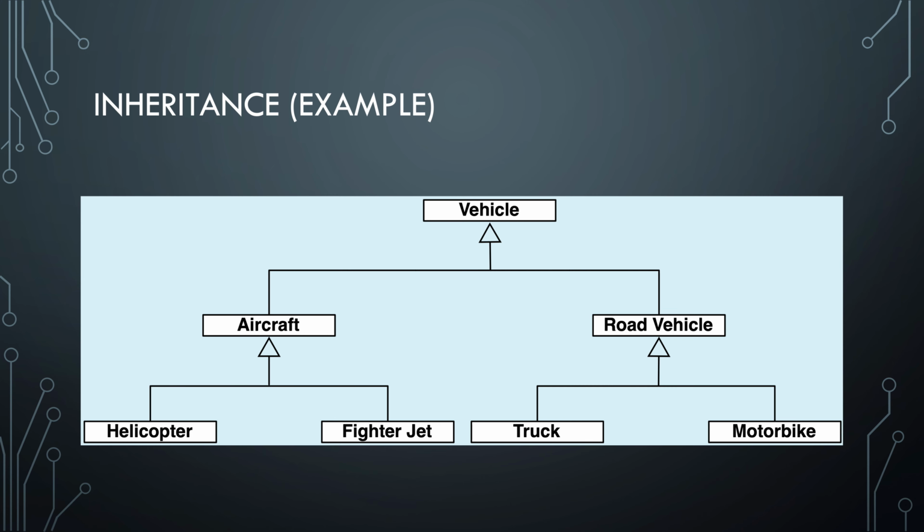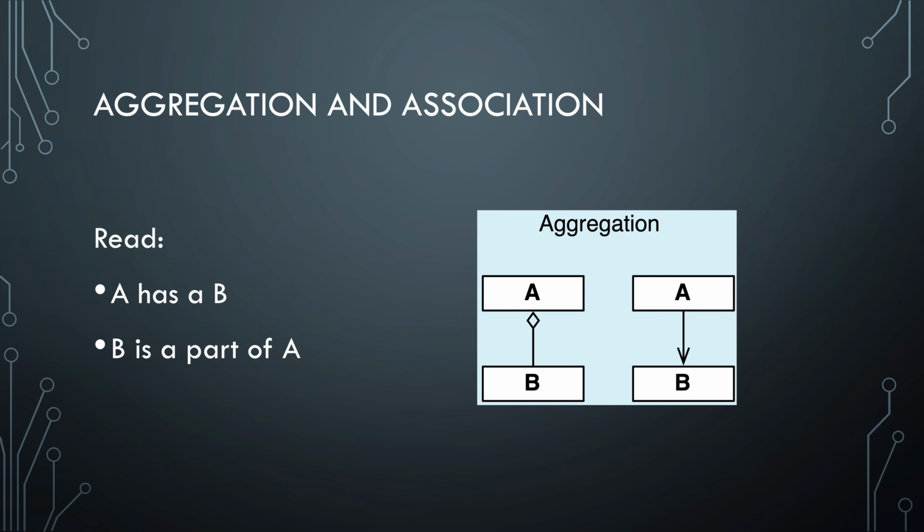And this is a more complicated inheritance hierarchy with 2 levels. Aircraft and road vehicle are subclasses of vehicle. These subclasses in turn have other subclasses. Helicopters and fighter jets are aircraft. Trucks and motorbikes are road vehicles. You can read an aggregation as B is a part of A. An aggregation is written with a line and a diamond shape, as you can see on the right. For example, a list of songs is part of a playlist. So a playlist aggregates a list of songs.